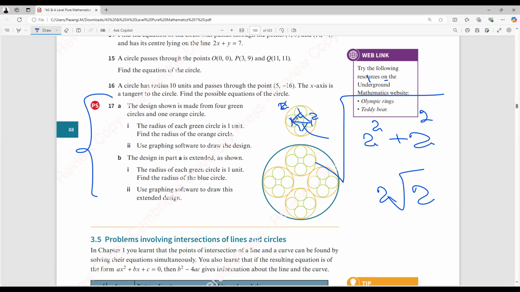Half of that is root 2, from here to here. Then plus 1, so 1 plus root 2. That's how. It's not hard. Now complete this entire thing.